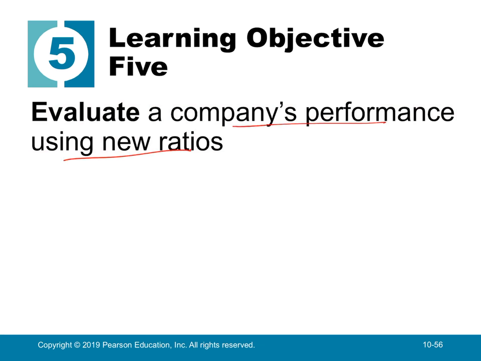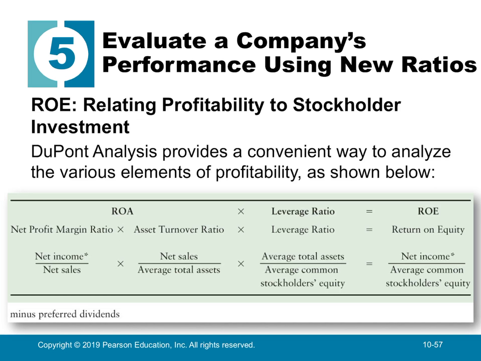So let's look at the company's performance using some new ratios that we're going to learn. This isn't so much a new ratio. This is just a combination of ratios we've already done. This is DuPont analysis. We're going to analyze various elements of profitability. So we're going to look at our return on assets, right?